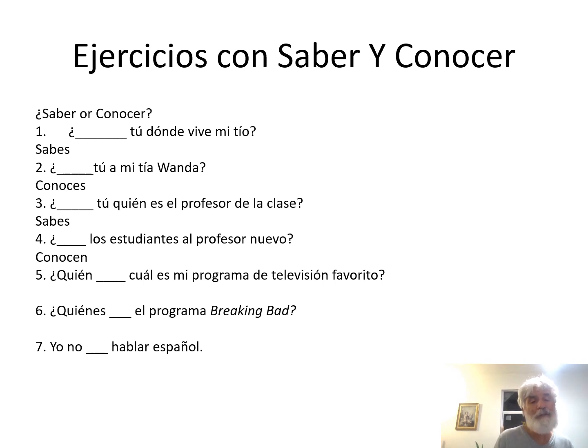So if you use conocer, you have to follow it with the preposition a before the reference to the person. So conocen a el profesor nuevo. Remember, a plus el, when el means the, contracts to al. There's only two contractions in the Spanish language, de plus el, del, and a plus el when el means the, al.